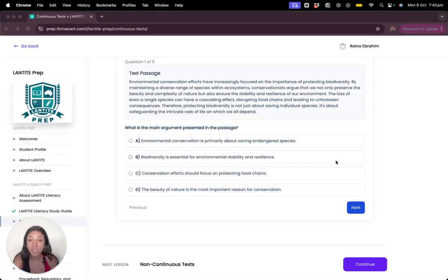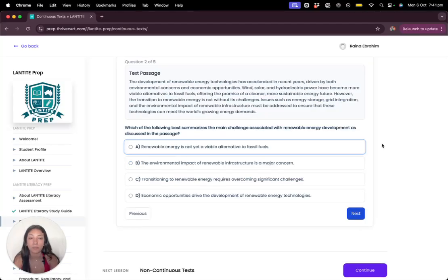So there's A, environmental conservation is primarily about saving endangered species. B, biodiversity, there's that keyword, is essential for environmental stability and resilience. C, conservation efforts should focus on protecting food chains. And D, the beauty of nature is the most important reason for conservation. I'm going to go with B, because it's saying biodiversity is essential for environmental stability and resilience, and that's what was highlighted in the first sentence, that these efforts have been increasingly focused on the importance of protecting it. So I'm going to go with B.